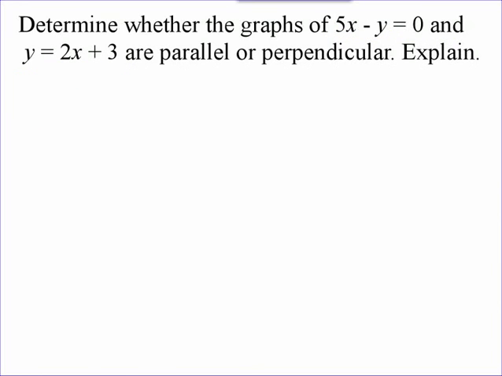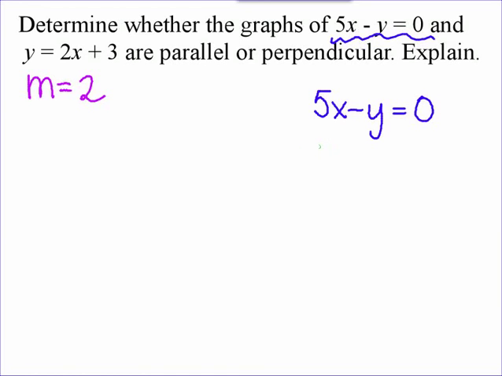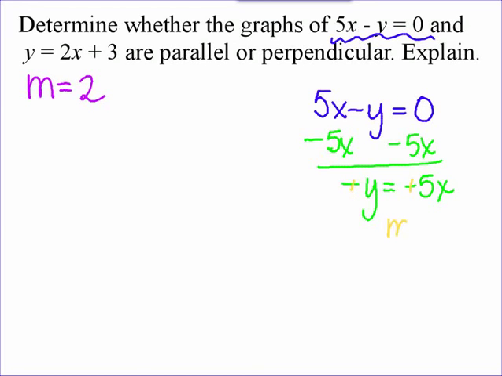Determine whether the graphs of 5x minus y equals 0 and y equals 2/3 x plus 3 are parallel or perpendicular. So what's the slope of this one? 2/3. What is the slope of this one? Positive 5. Let's see. Because of the negative y, you'd have to change the other sign. What I'm going to do is subtract 5x. So you end up getting -y equals -5x. Change each of the signs. So the slope here is 5. So this one is actually neither.